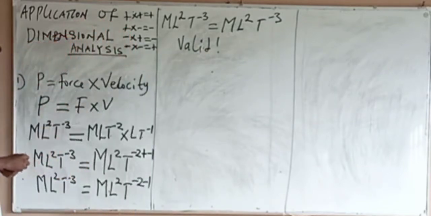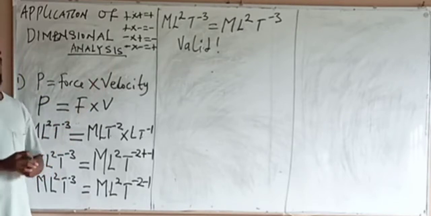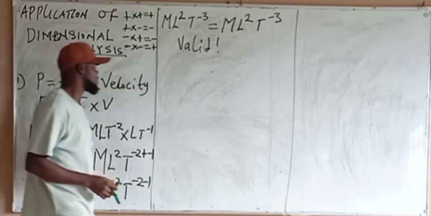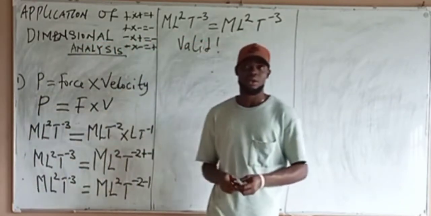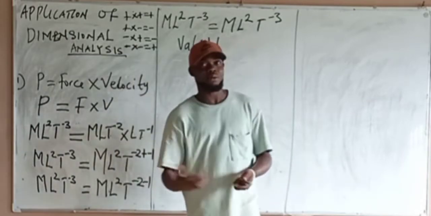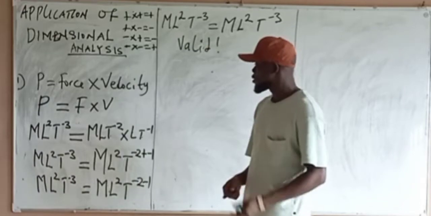Power can be said to be force times velocity. It is very, very correct. So this is how we run these things. Let's look at another important question. Before we look at other examples, by adding more examples, you understand it better. Let's look at another example.